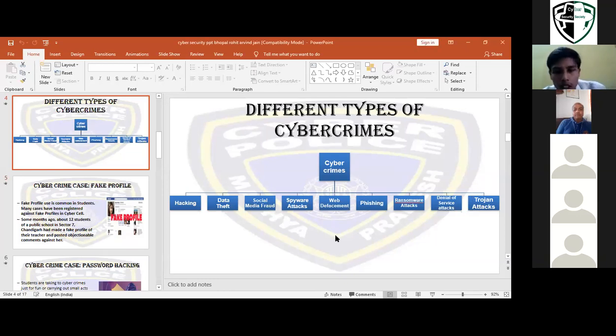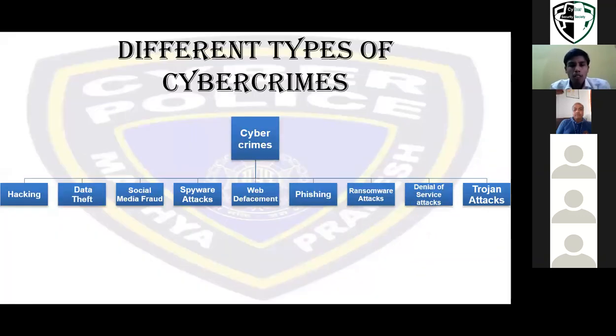So let's continue. Now there is web defacement. Defacement is an activity in which a website is defaced by a hacker or a criminal. So this is the crime of web defacement. And then phishing. Phishing is the most famous crime in the cyber world. During the lockdown period, phishing activities increased rapidly.